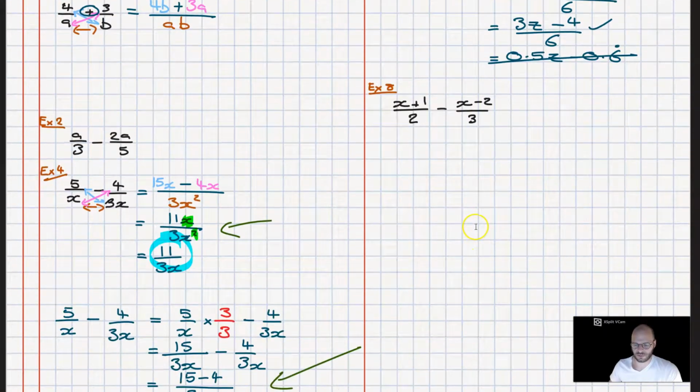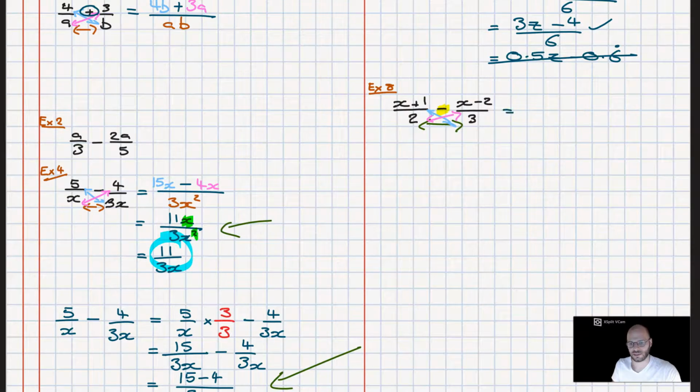Now example 8, notice that we've got (x plus 1) over 2 minus (x minus 2) over 3. In this example, we have two fractions with multiple terms within each numerator. Another thing we notice is that both of the denominators are prime numbers, so they're not divisible by one another. So the only route that we have here is the method where we multiply the two denominators, and then we cross multiply like so. We don't have a choice here.